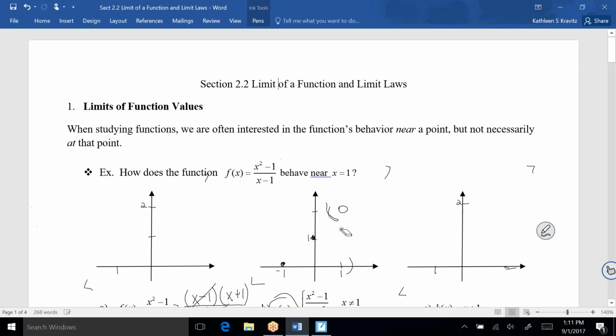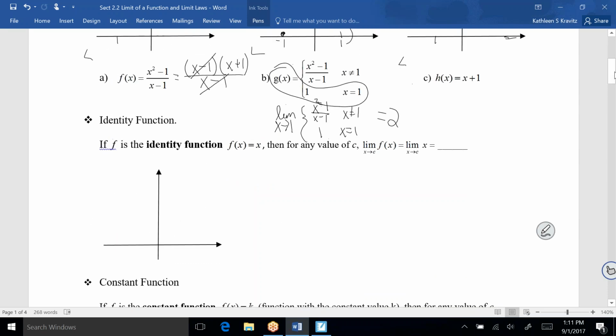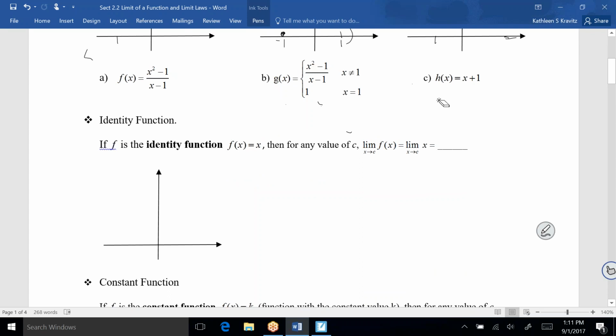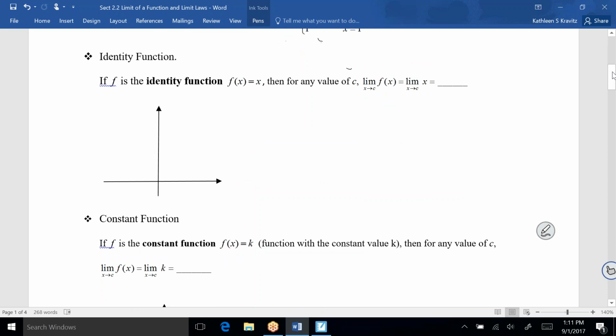All right, so let's talk about the identity function. And we know that the identity function f of x is equal to x. And just to recall, f of x is equal to x means y is equal to x. Same thing as saying y is equal to x.